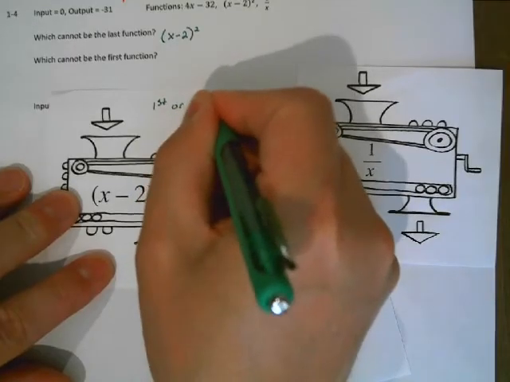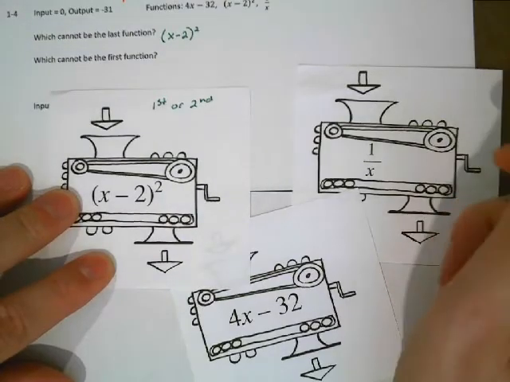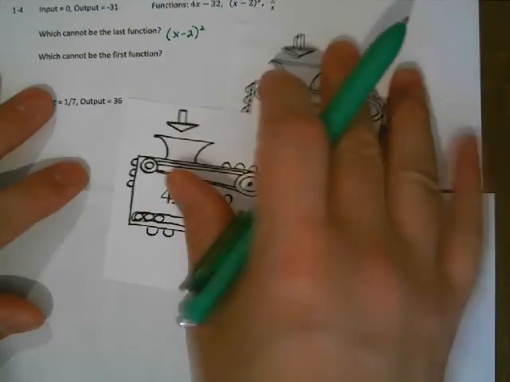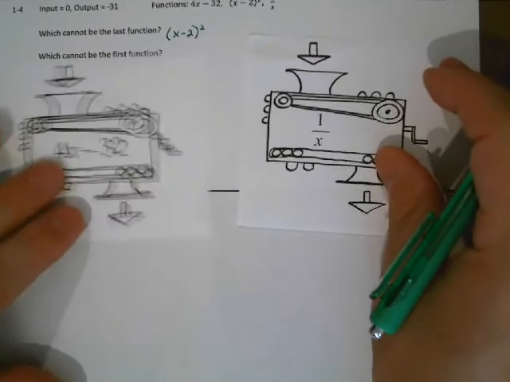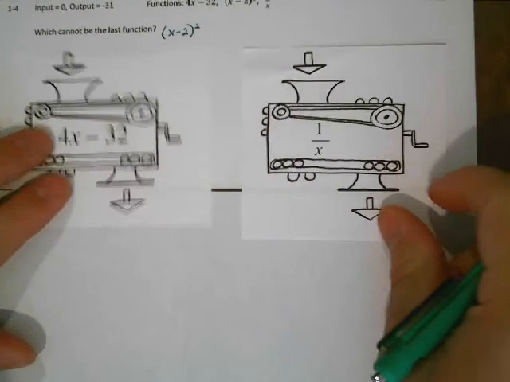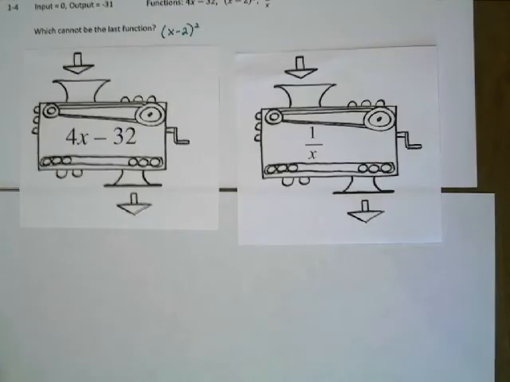Because you can't be the last, because we need a negative number at the end. So you're 1 or 2, put you to the side. Next question, which can't be the first function? Okay, our input is 0, so which one of these might not give us an answer that's good for 0?